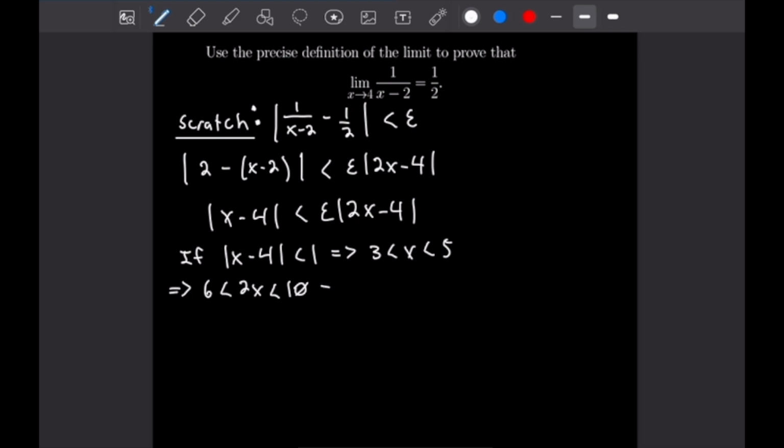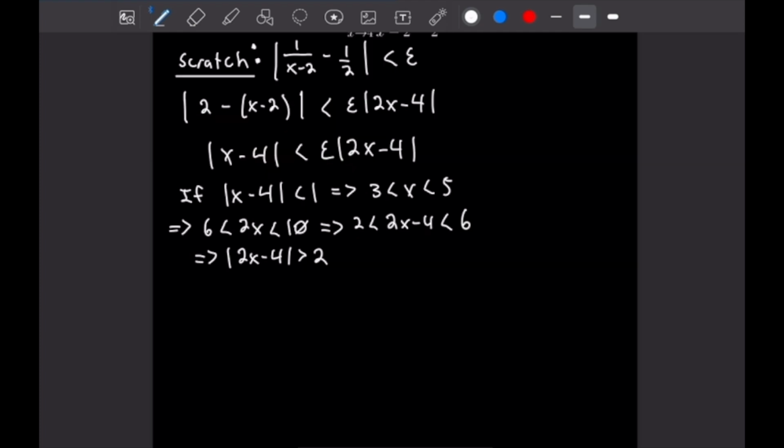And now all that's left to do is subtract by 4 and rewrite our absolute value. So let's go ahead and subtract by 4 first. And we will get 2 is less than 2x minus 4, which is less than 6. Now rewriting that as an absolute value and reminding you that we want to bound this absolute value of 2x minus 4 below, we will get that the absolute value of 2x minus 4 is strictly greater than 2. And that means we can pick the following for our delta. We will have the absolute value of x minus 4 is less than epsilon, and then we have this 2 for our absolute value of 2x minus 4, so it'll be epsilon times 2, or 2 epsilon.